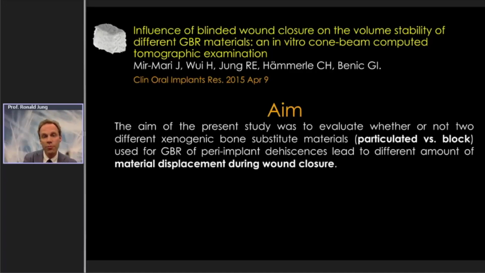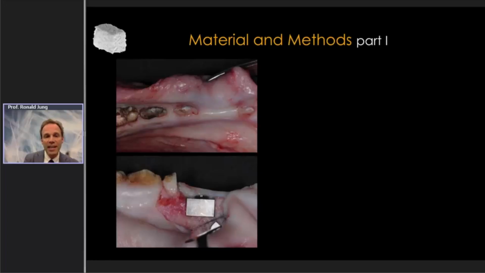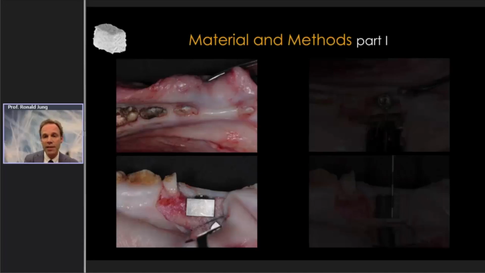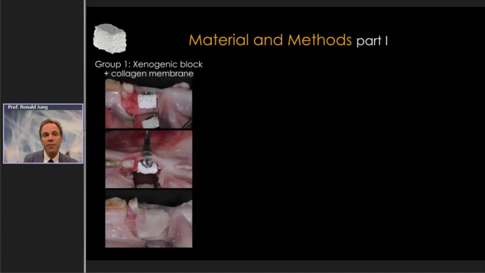Here's the model. We can see a pig jaw, and we had very standardized models, very standardized defects after we placed the implants. And here you can see how these defects look. Thereafter, the 3 different groups were randomly allocated to these different sites.